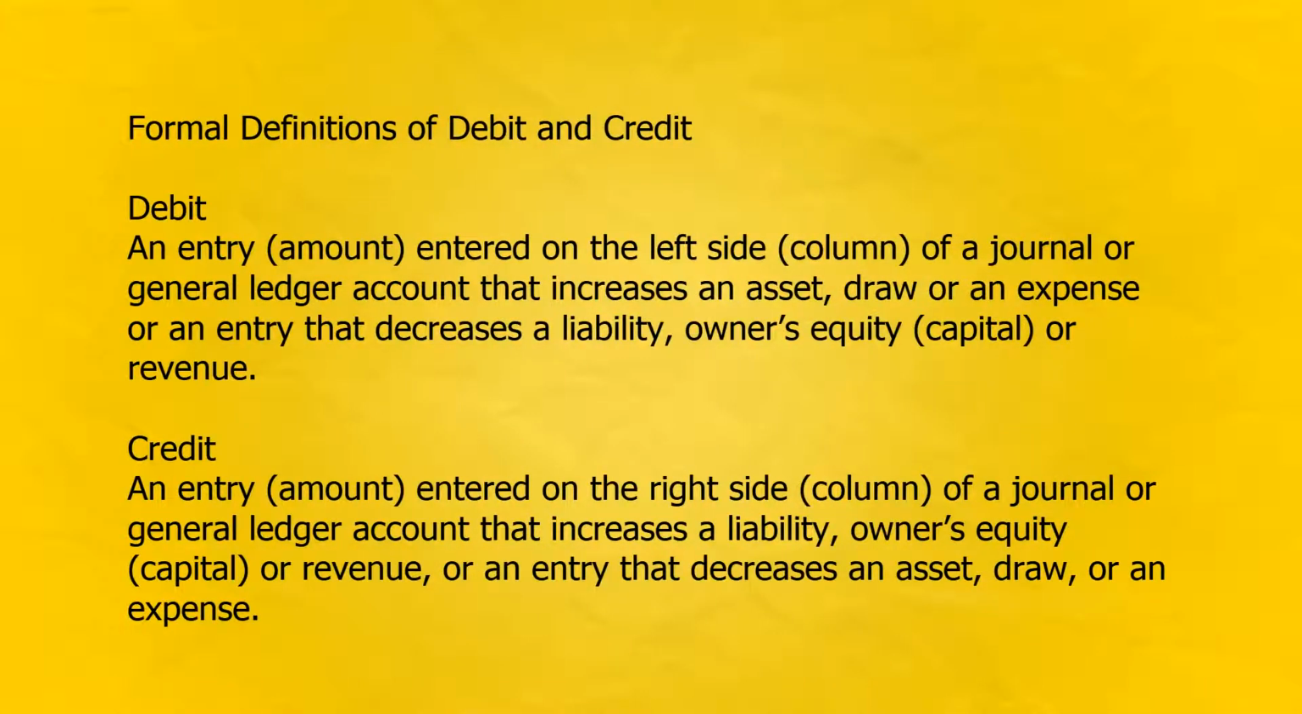Formal definitions of debit and credit. Debit. An entry amount entered on the left side column of a journal or general ledger account that increases an asset, draw, or an expense, or an entry that decreases a liability, owner's equity, capital, or revenue. Credit. An entry amount entered on the right side column of a journal or general ledger account that increases a liability, owner's equity, capital, or revenue, or an entry that decreases an asset, draw, or an expense.